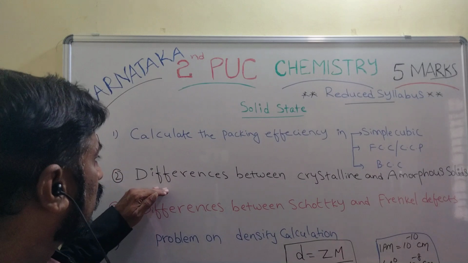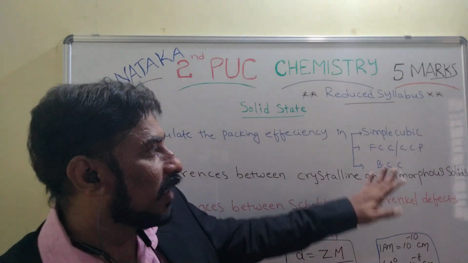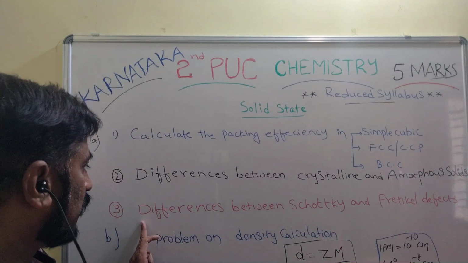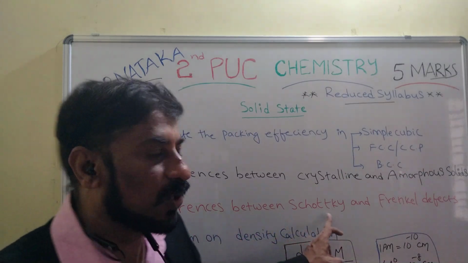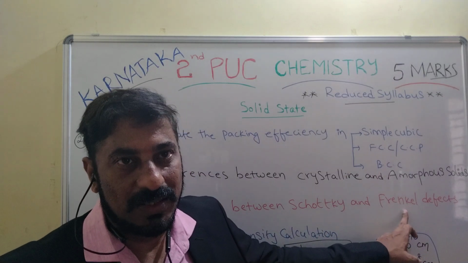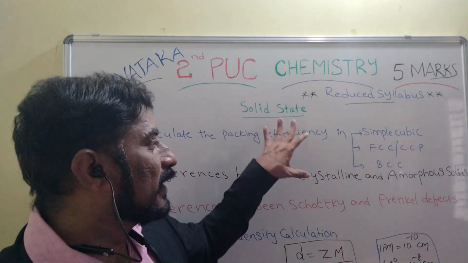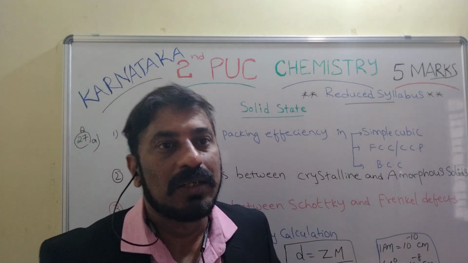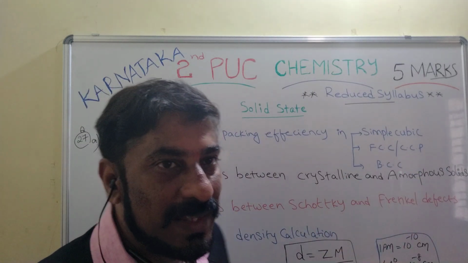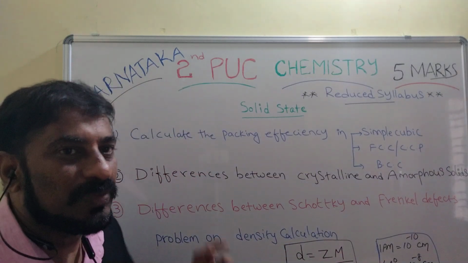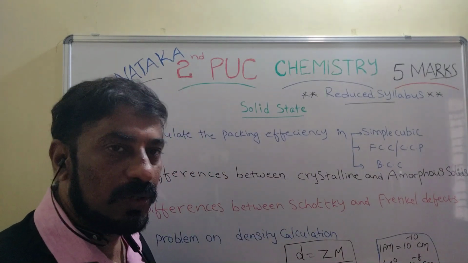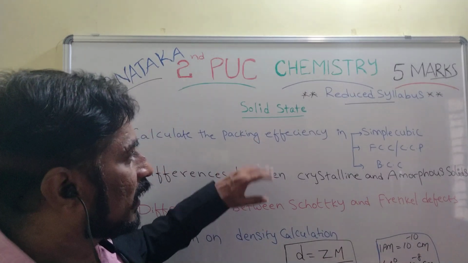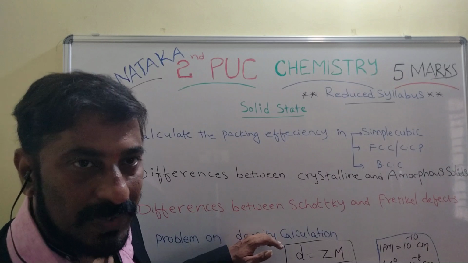After that, differences between crystalline and amorphous solids. The third question is differences between Schottky defects and Frenkel defects. In these 3 questions, any one will be given for 3 marks, and then the 2 marks part is a problem. In some cases they may not give the problem, and then we can skip it and they will give only 3 plus 2 like this.